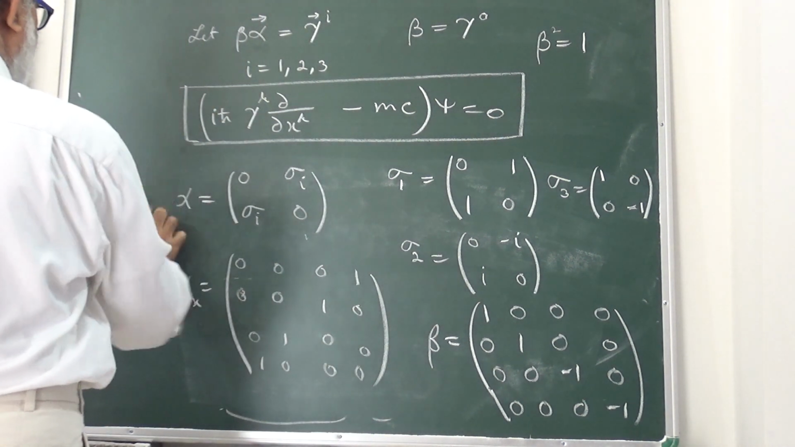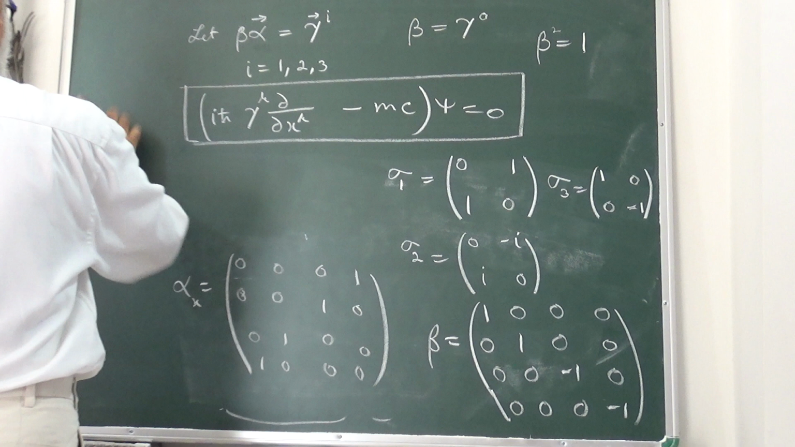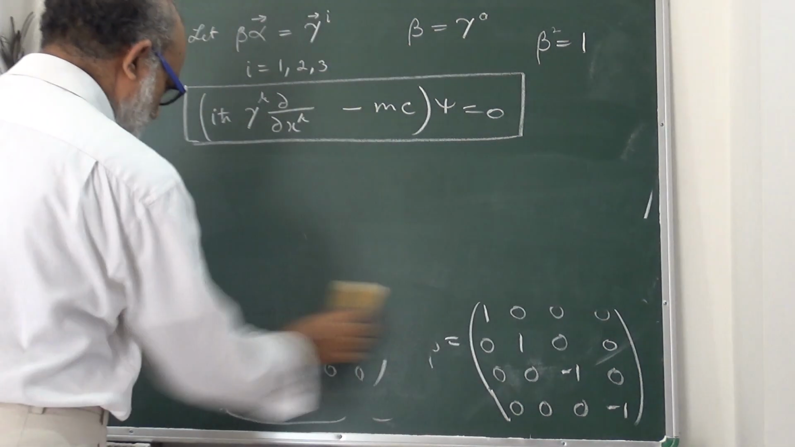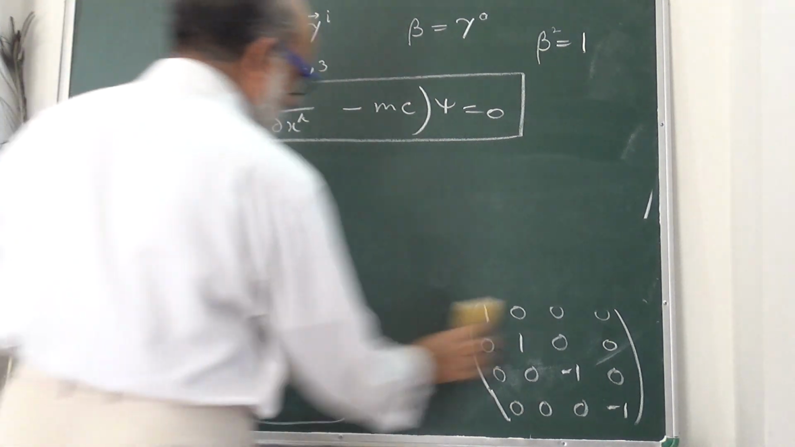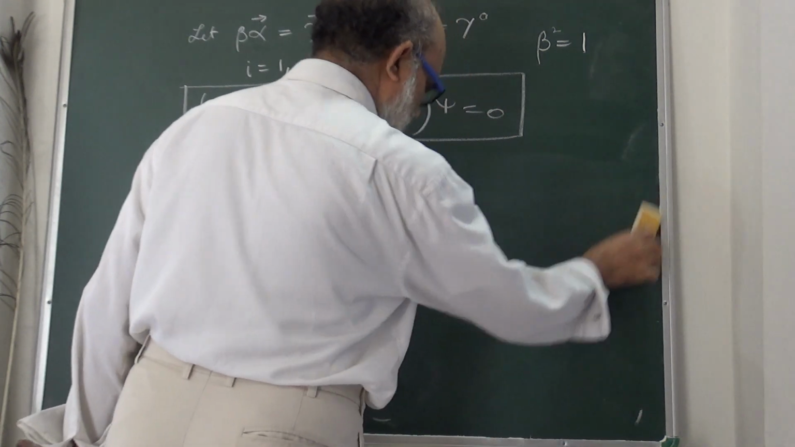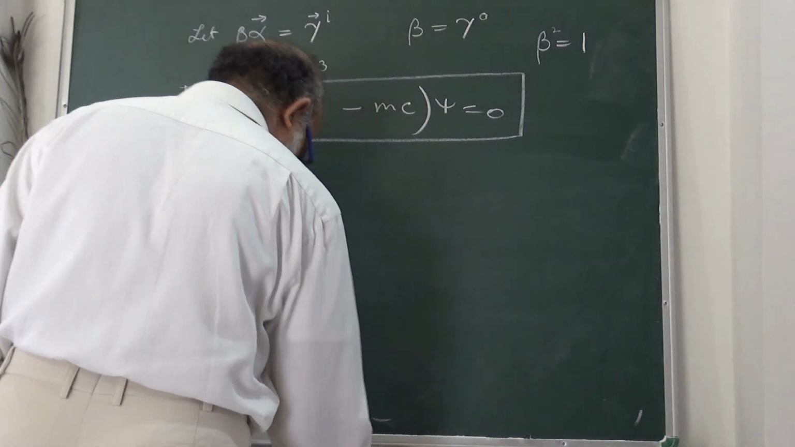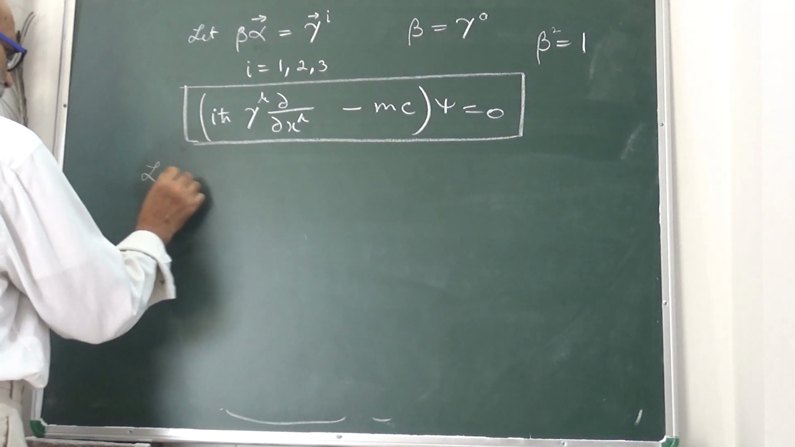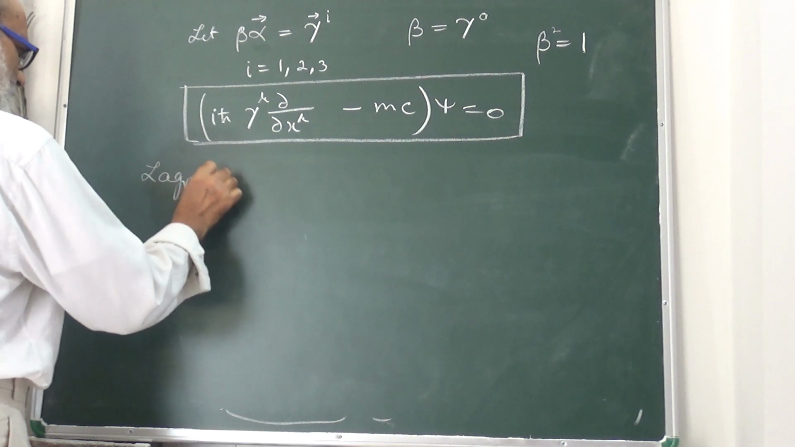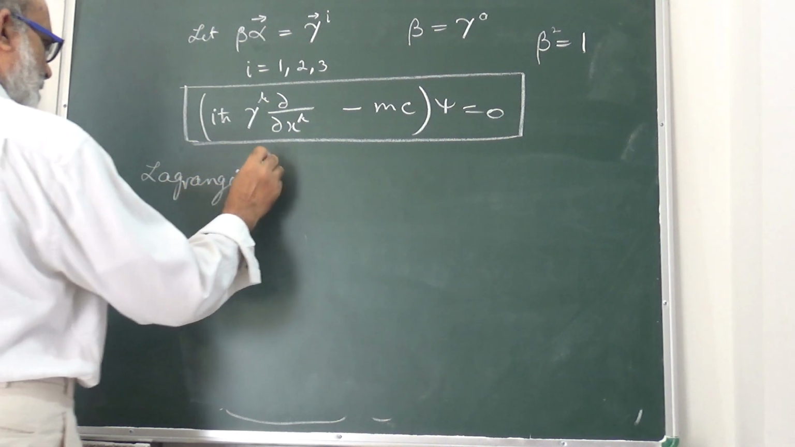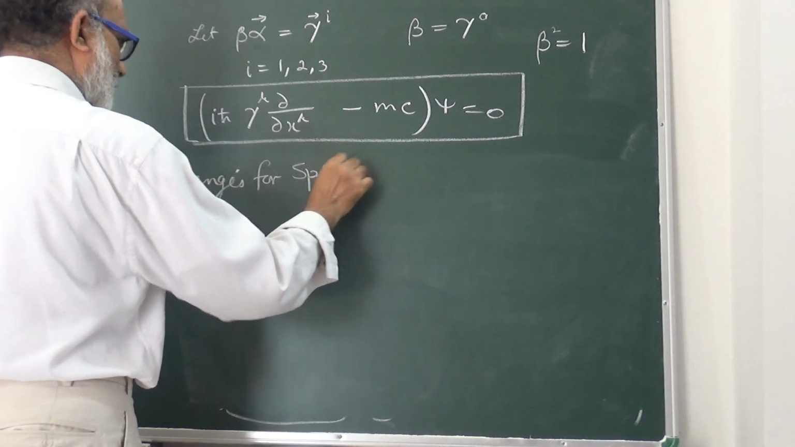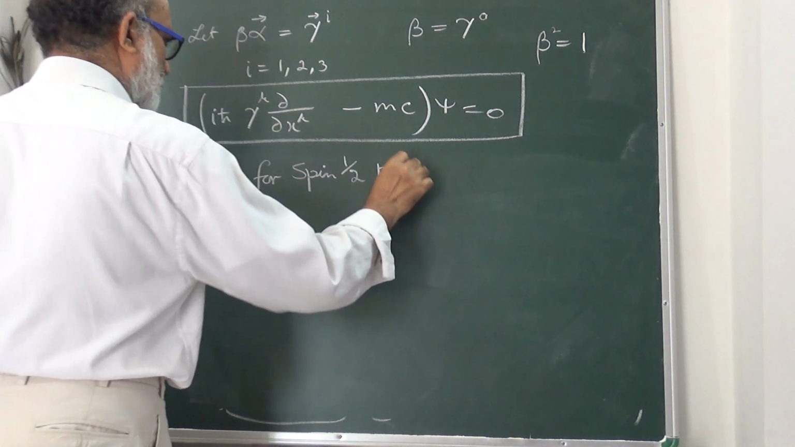Now we want to find the Lagrangian for the Dirac part, the Lagrangian for spin half particles. So our aim is to obtain the Lagrangian for spin half particles.